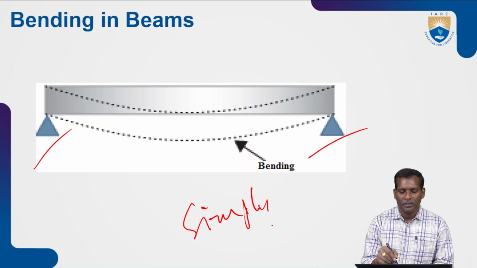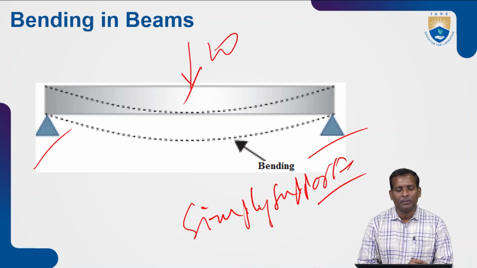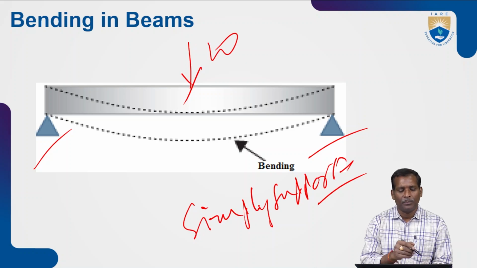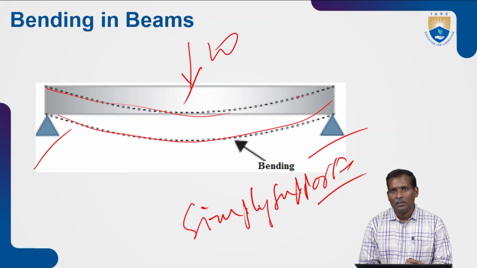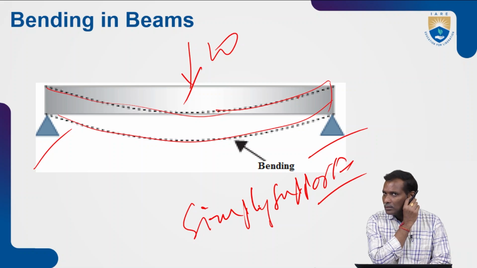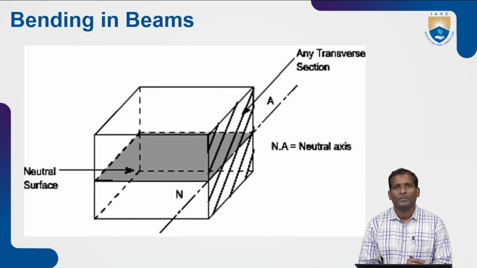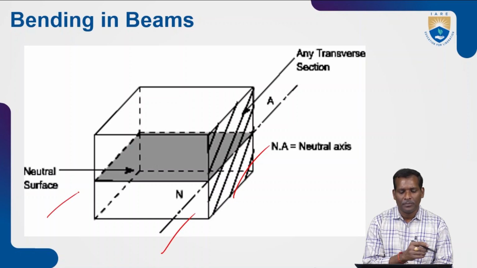Two ends are supported, simply supported. So whenever this beam is loaded with a center load, the load acting at its center, the bending occurs like this. This is called bending, and the related theory is called the theory of bending. See, the bending in beams: any transverse section you take, this is the neutral axis and neutral surface.